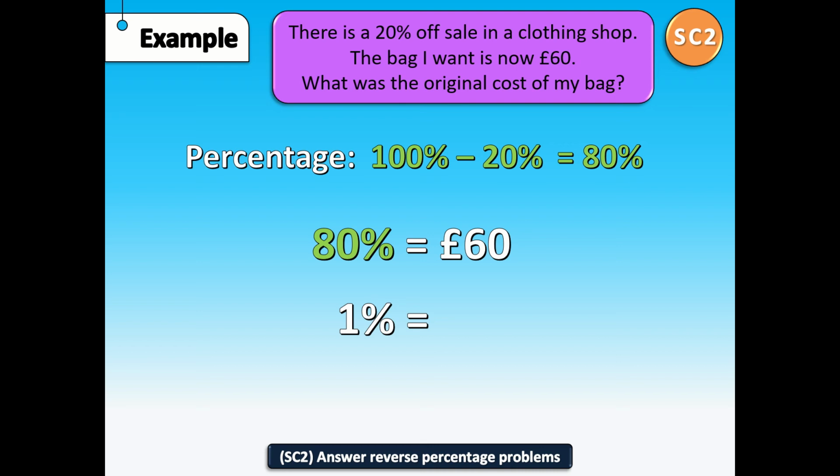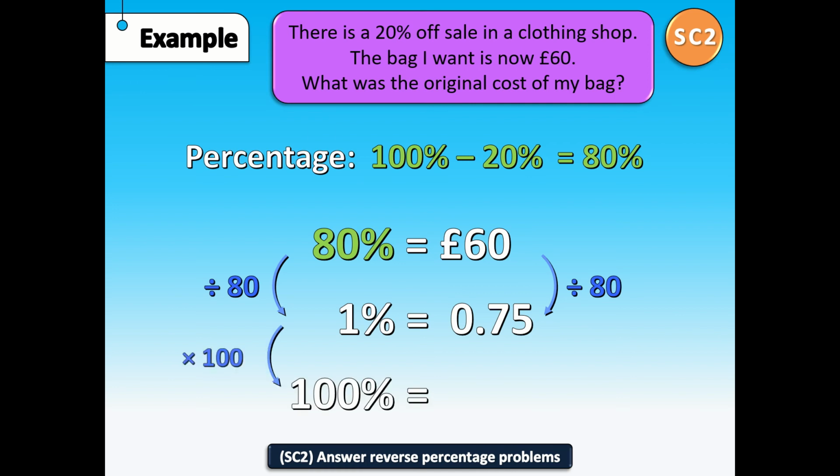So if we work out 1% by dividing by 80, and then times that by 100 to work out 100%. That means the original cost of the bag was £75.